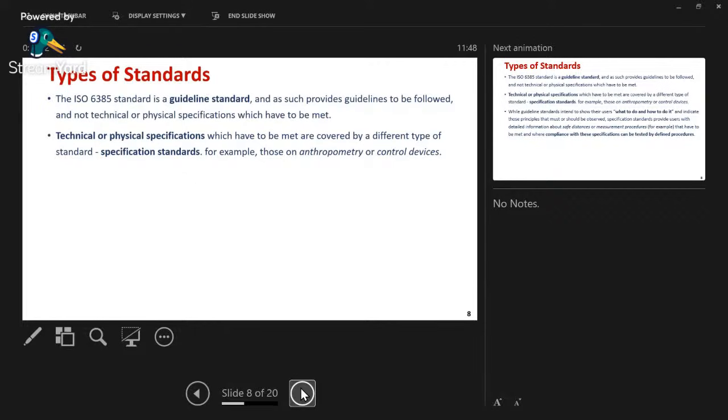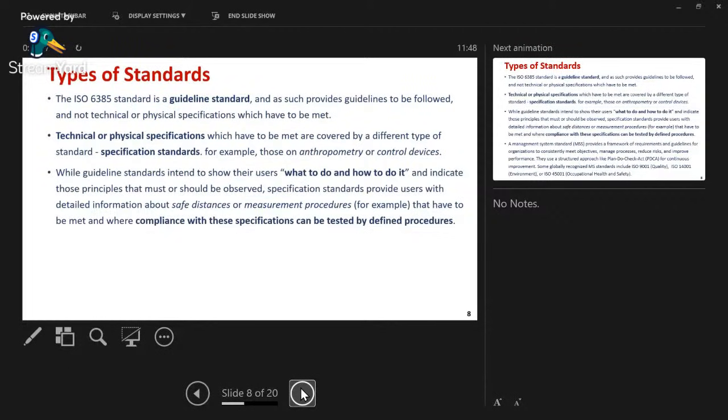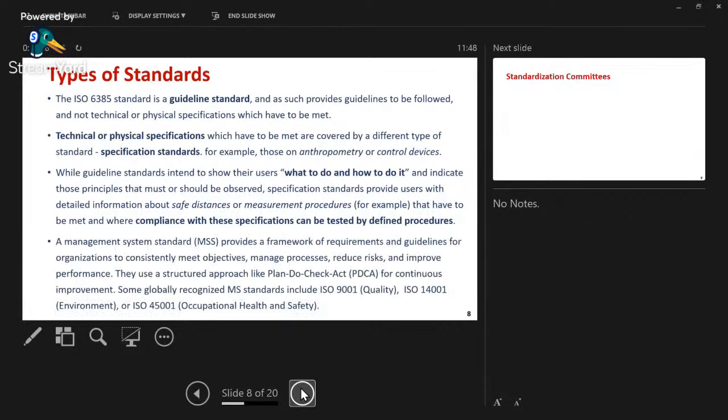As I said, the specification standards, for example, those on anthropometry and control devices. So how you measure anthropometry, how the anthropometric measurement is taken, what should be the dimensions of a control device or a display device. These are specification standards. The guideline standards tell you what to do and how to do it, whereas the specification standards give you specific values. More interesting is the third one, that is the management system standards. It's a framework of requirements and guidelines to organizations or anybody else who is interested to consistently meet the objectives, ultimately leading to continual improvement.